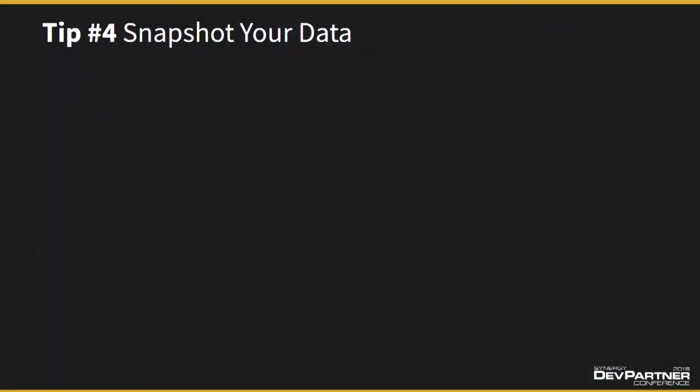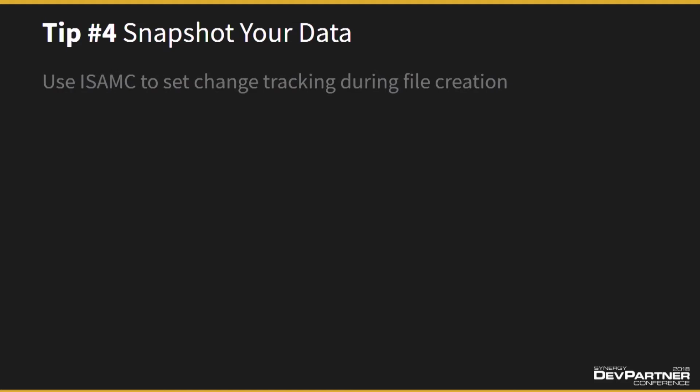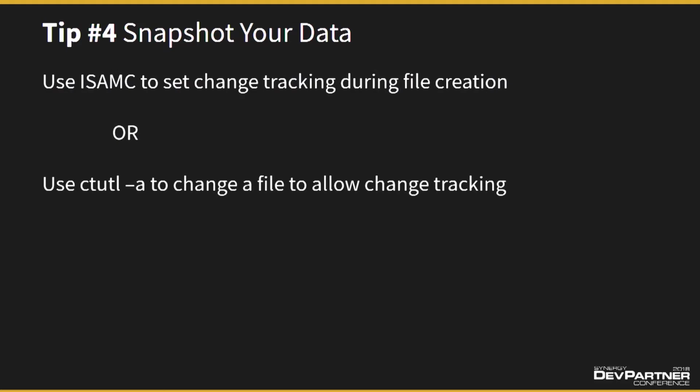So tip number 4 is to snapshot your data. We're talking about change tracking, which Roseanne mentioned as a newer feature in Synergy. In order to enable change tracking, you can either do it at file creation in your ISAMC, or you can use ctutil -a. Once you have enabled change tracking, it creates an internal structure within your ISAM file, which creates snapshot number 0.